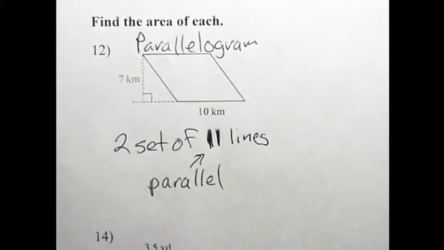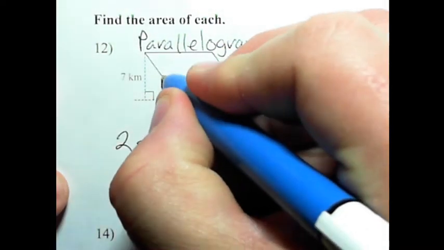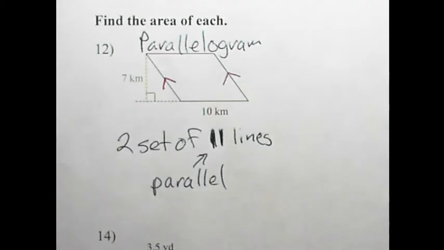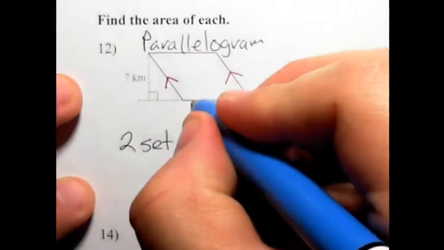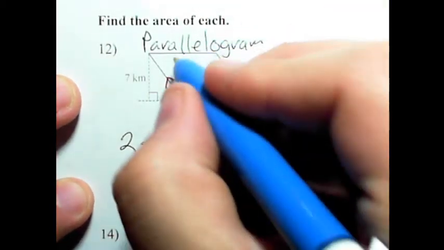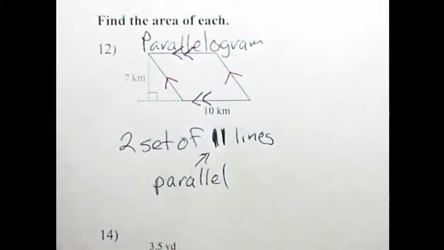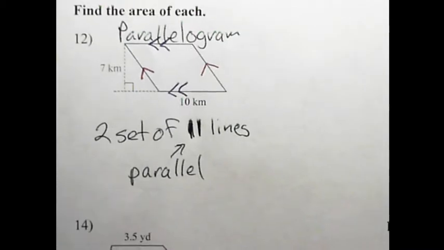In other words, this line is parallel to this line, and this line is parallel to this line. So I have two sets of parallel lines.